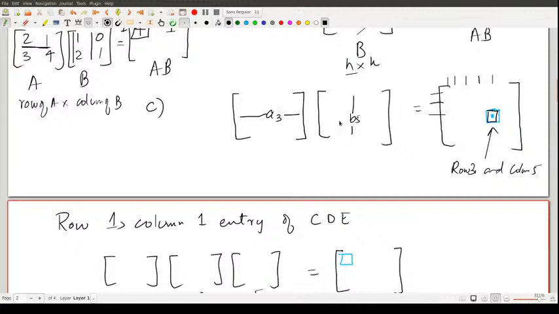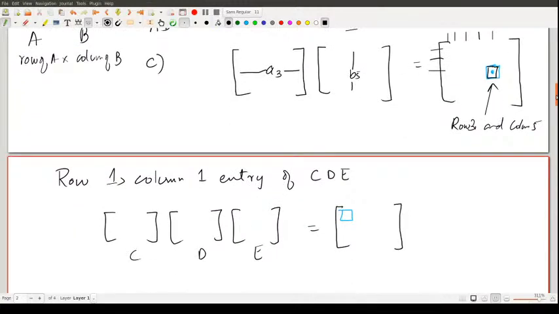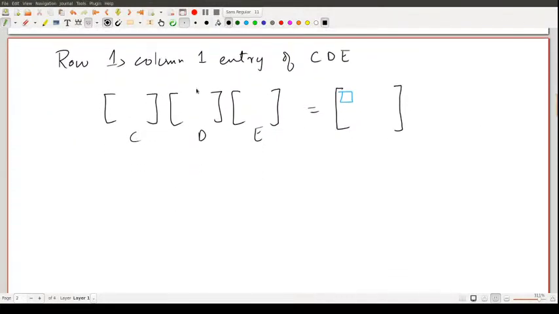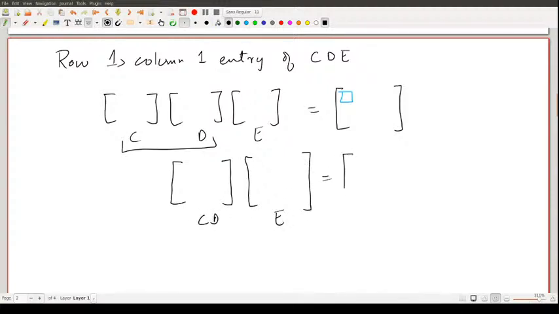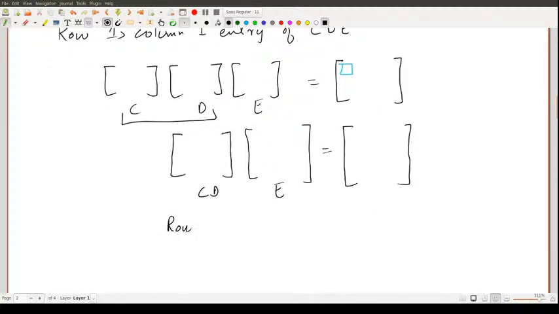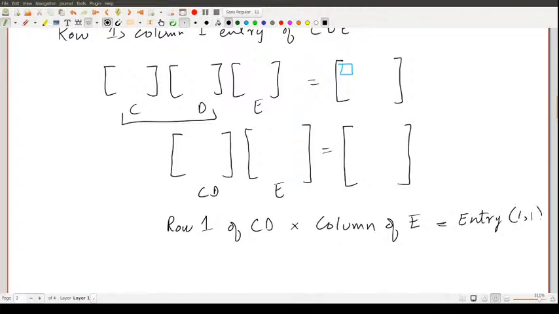If we have two matrices being multiplied together, then I know it's just a row times a column. So I can repeat the same process over here, and I think I can say, okay, let's consider this CD as just one matrix for now, right? So CD times E, and now the answer is simple. I take row 1 of CD times column 1 of E, and that gives me the entry 1, 1 of CDE, right?